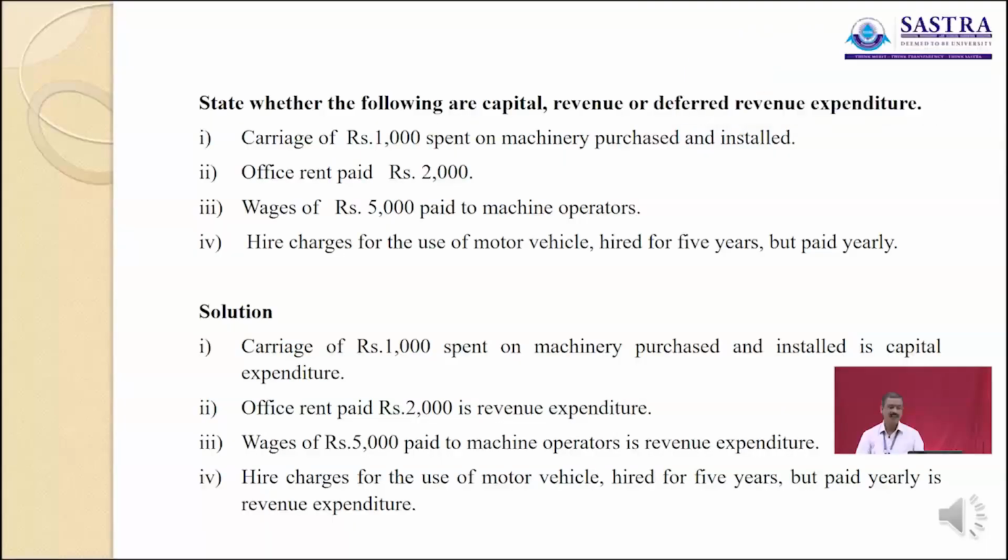And in this particular question, the third question, you are to state whether the following are capital or revenue or deferred revenue expenditure. See here, the carriage of rupees 1,000 spent on machinery purchased and installed. This is another exercise which reveals the 4 transactions.